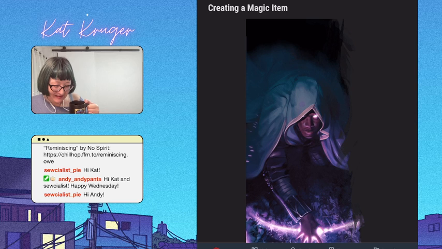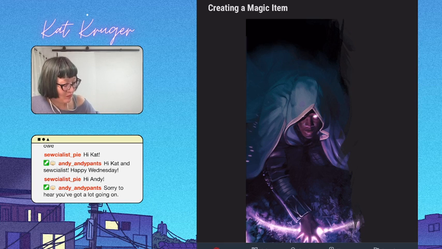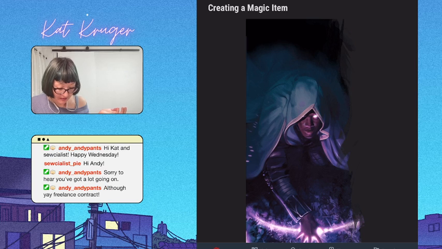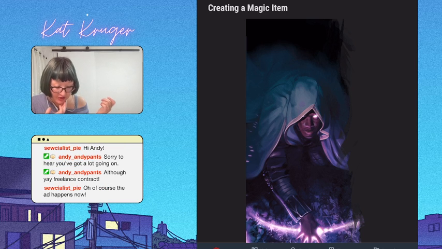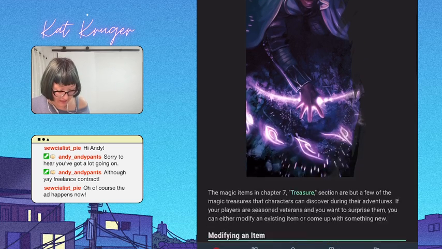Working on a magic item for Frederick Serpentine. So what I have here is D&D Beyond. This is from the Dungeon Master's Guide, and we have a section here called Creating a Magic Item.